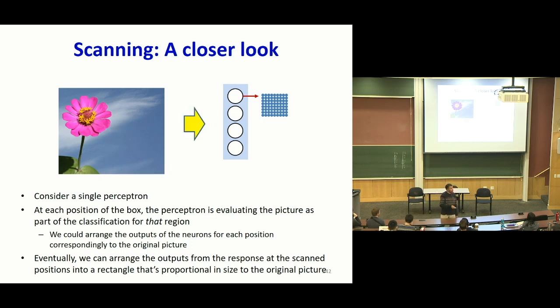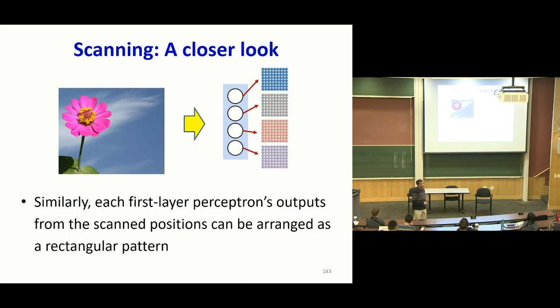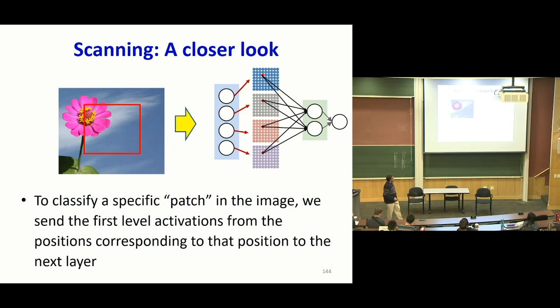I can do the same for every one of the neurons in my collection, right? And now, if I want to find out if there is a flower over here or not, all I have to do is to pick those locations from these 4 maps, pass that through the rest of my MLP, and that's going to tell me if there was a flower there or not.